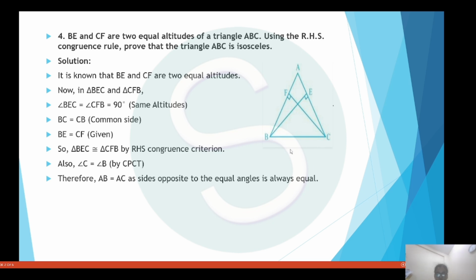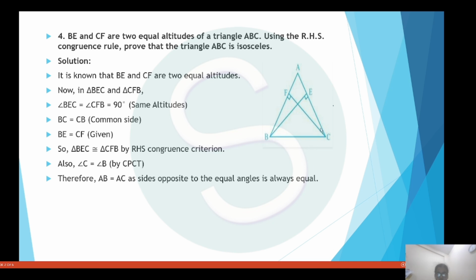So how we will proceed with the question? Firstly we consider two triangles, that is triangle BEC and CFB. इनको congruent prove करेंगे. So as CF and BE are altitudes, hence angle BEC and CFB equals to 90 degree because they are altitudes, so they make 90 degree. Secondly, BC is common side, right? In triangle BEC and triangle CFB, in both triangles BC is there, so BC is the common side.